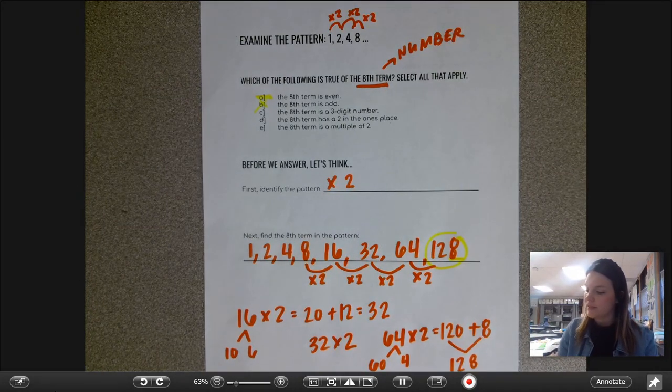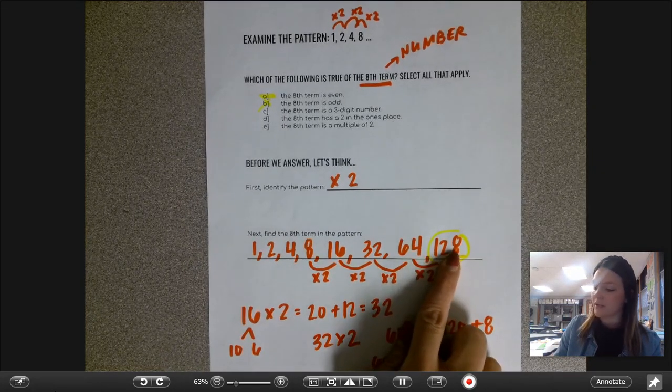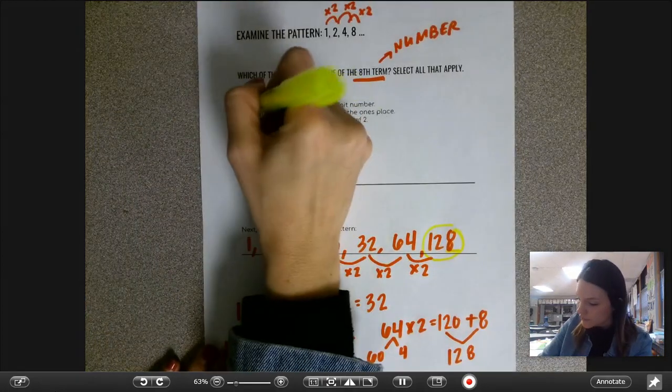The 8th term is a 3-digit number. Think about what a 3-digit number means. It means it has 3 digits or 3 numbers. 1, 2, 3. So C must be true.